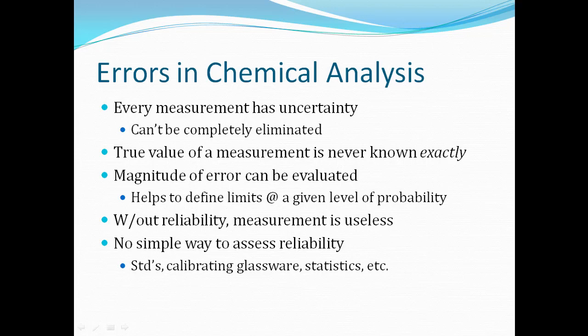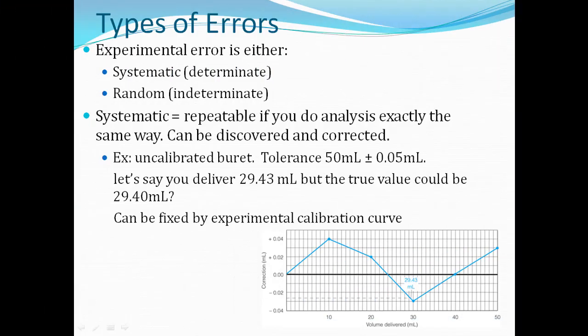There's all kinds of different ways, but they're all pretty tedious. Any glassware that you use in your experiment has to be calibrated, so you can use calibrating glassware. And there's, of course, statistics, which we're going to talk about in the upcoming videos. Like I said, there's 2 types of experimental error. There's either systematic or random. Let's talk about systematic first, which also is called determinate error. Random error is also called indeterminate error.